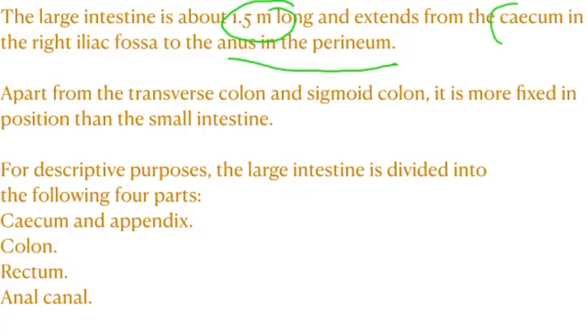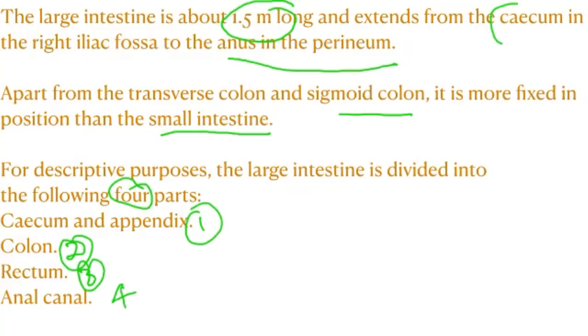Apart from the transverse colon and sigmoid colon, it is in a more fixed position than the small intestine, because the small intestine is freely mobile in the abdominal cavity. For descriptive purposes, the large intestine is divided into 4 parts, right? Cecum and appendix, colon, rectum, and anal canal. We will see.